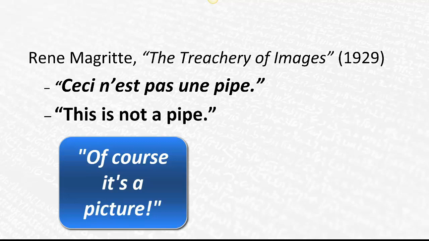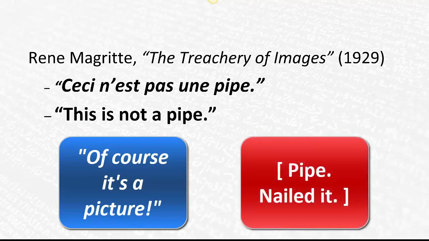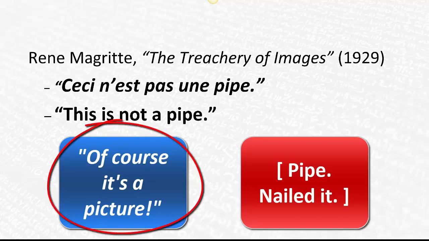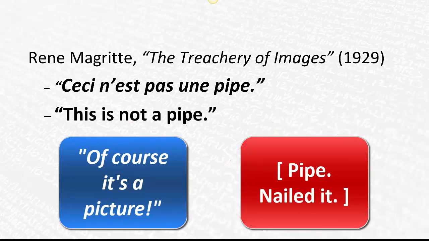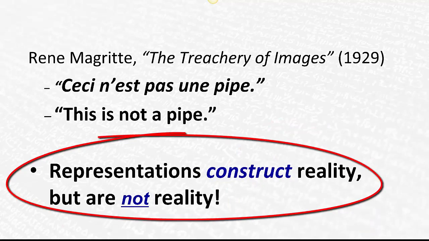But here's the thing. That's not where your brain went to immediately. Where your brain went to immediately was pipe. Now, you consciously, rationally know it's a picture of a pipe, but that wasn't your instinctive reaction. Now, this ambiguity between your rational understanding of representation and your immediate knee-jerk response that something is what it looks like gets at the fundamental message of Magritte's painting. And that is, representations can construct powerful reality for us, but representations are not the same thing as reality in that sense. So representations are reality, but at the same time, they're not reality.